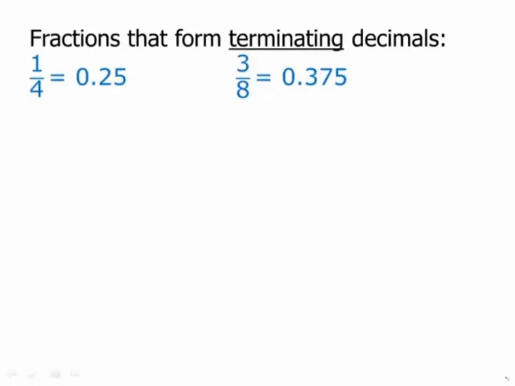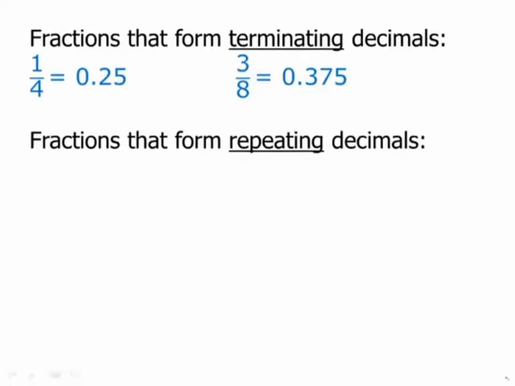If it doesn't terminate, if it goes on forever, then it repeats. Fractions that form repeating decimals. For example, 1/3 is 0.333 repeating. It's the same digit repeating over and over again. Technically, to write it correctly, we'd have to write an infinite number of threes. That would be inconvenient. Instead, we write it with a bar over the last three, and that bar just means continue to repeat this decimal forever.